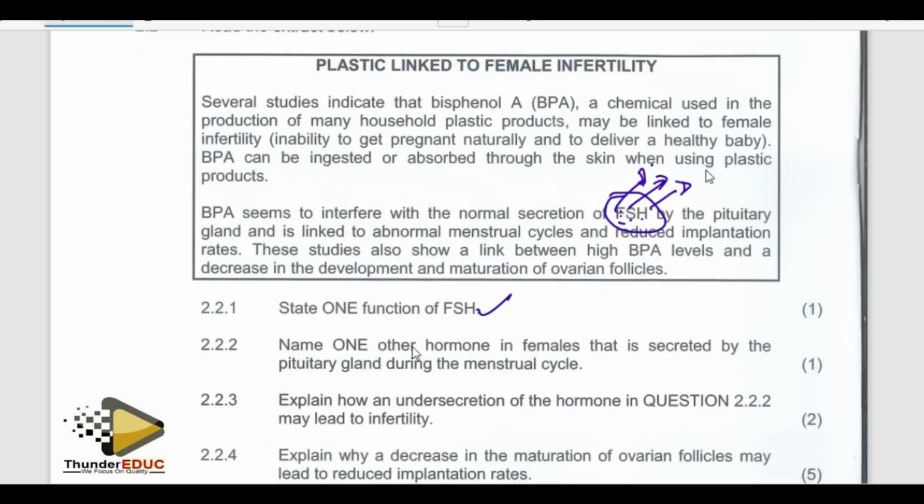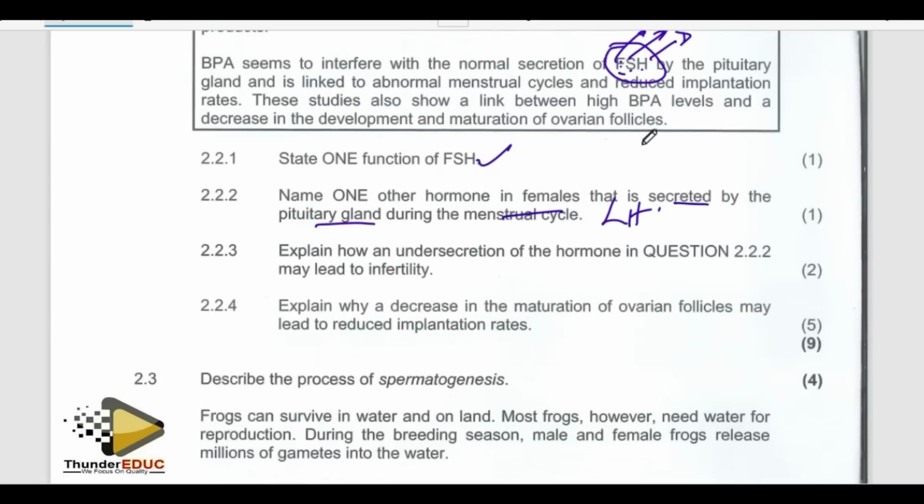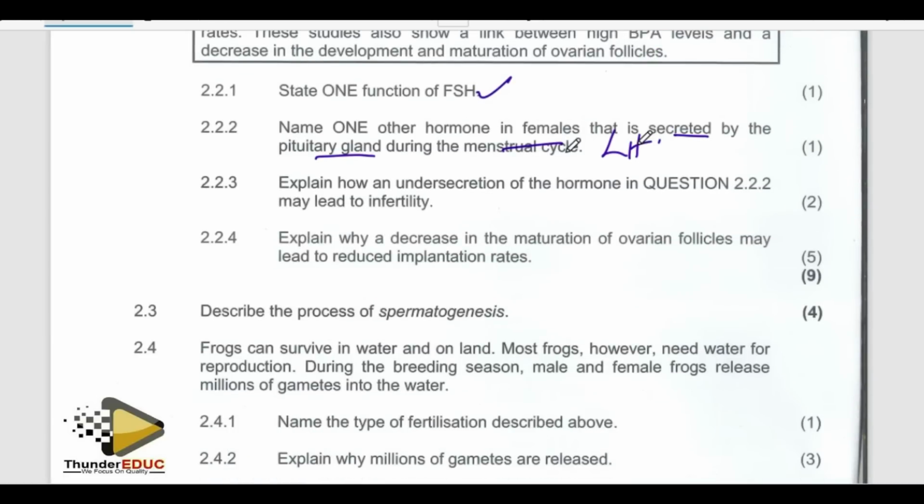Name one other hormone that is in female, and this hormone is secreted by the pituitary gland during the menstrual cycle. Luteinizing hormone. Yeah, if you use the distinction material book, we have been saying this over and over again. Explain how under secretion of the hormone you have mentioned above may lead to infertility.